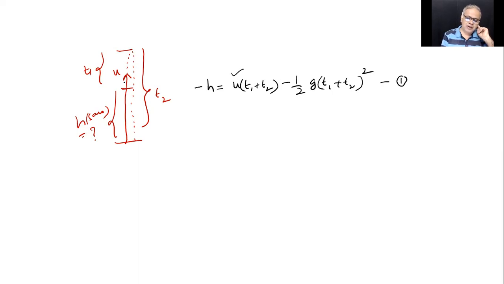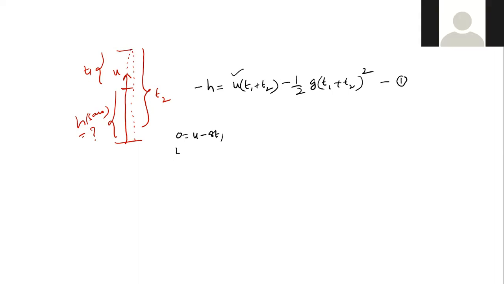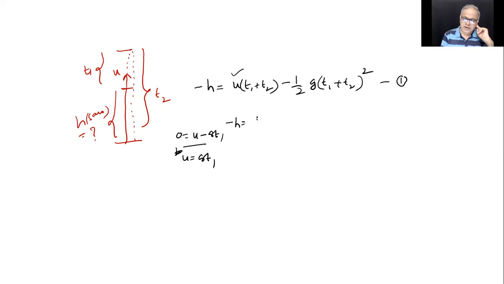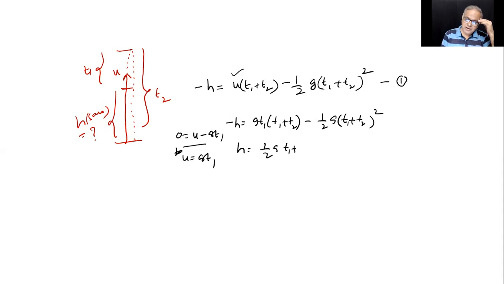If it is going up there, how much? 0 equals U minus GT1, right? So T1 equals, U equals what? GT1. Yes, sir. So put it here. So minus H equals GT1 into (T1 plus T2) minus half G (T1 plus T2) whole square, right? So H equals half G (T1 plus T2) whole square minus G T1 (T1 plus T2).